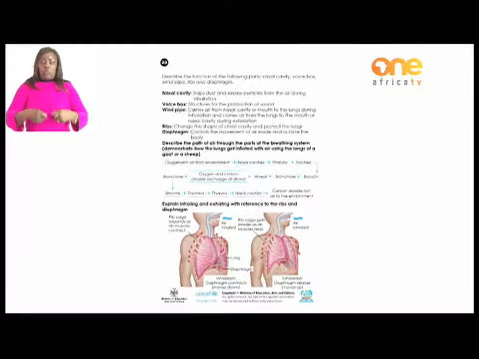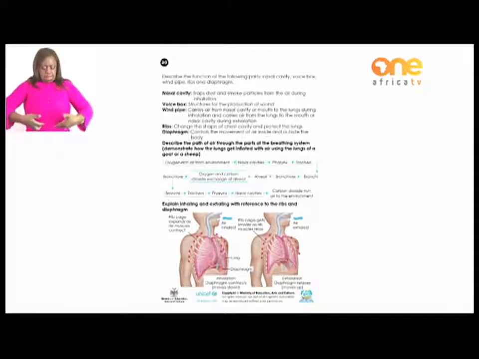The last part of the breathing system that we are going to look at in terms of the functions is the diaphragm. The diaphragm controls the movement of air inside and outside the lungs, the body. Okay? So the diaphragm, as I've said earlier, is underneath our lungs.